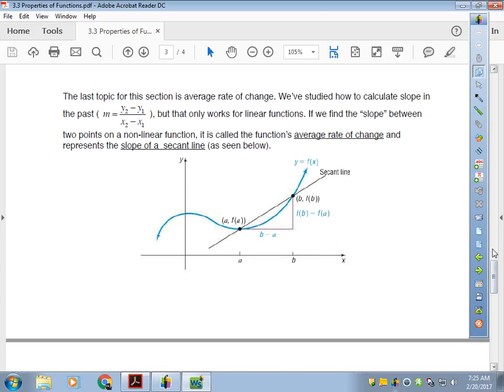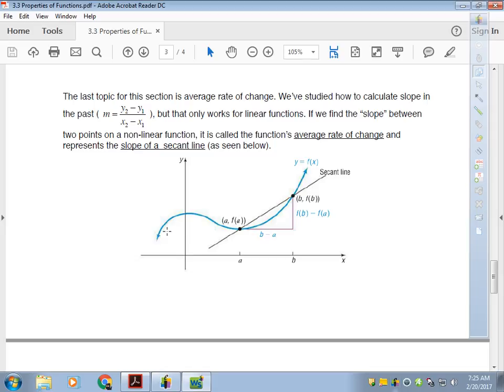The last topic that we're going to look at today is average rate of change. So back in Chapter 2, we studied how to calculate the slope of a line. We said the slope was y2 minus y1 over x2 minus x1, which is right here. But what if we don't have a line? What if we have some kind of curve like what we have here in blue? Well, we can still find the quote-unquote slope between 2 points by doing y2 minus y1 over x2 minus x1.